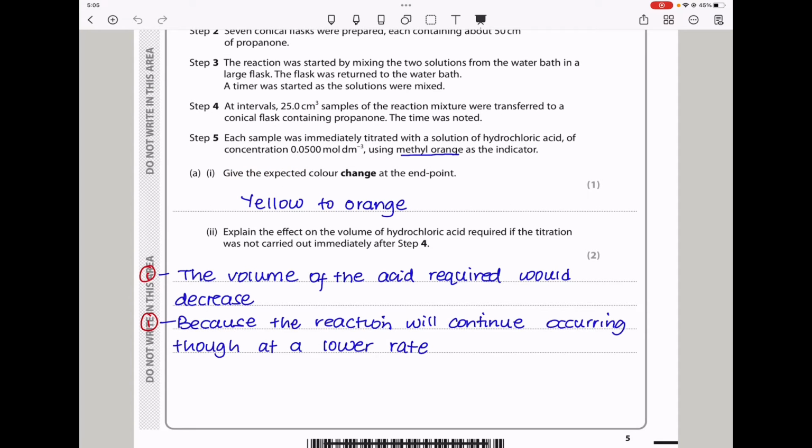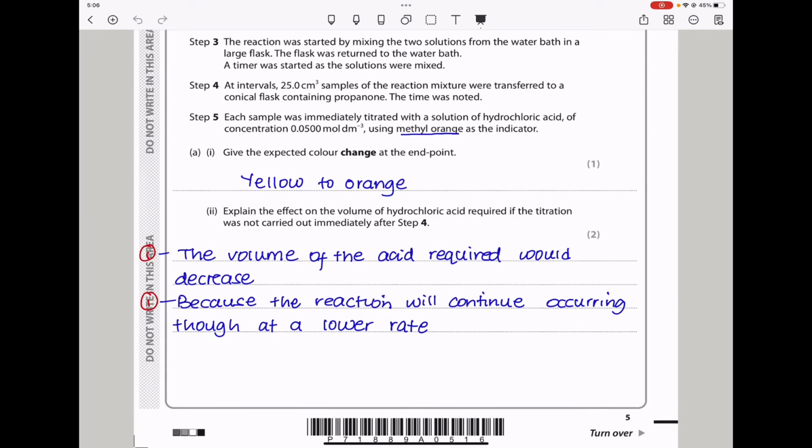So the first question says, give the expected color change at the end point. The color is going to change from yellow to orange. And next they say, explain the effect on the volume of hydrochloric acid required if the titration was not carried out immediately after step 4. If it was not carried out immediately, then the volume of the acid required would decrease because the reaction would still continue, though at a lower rate.